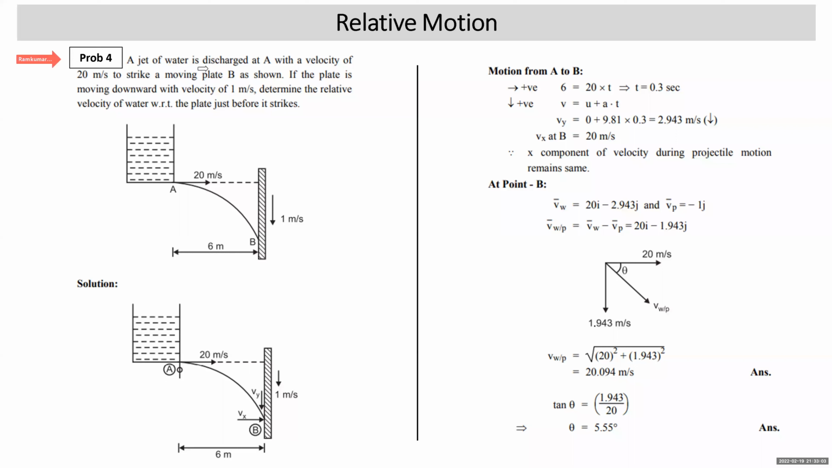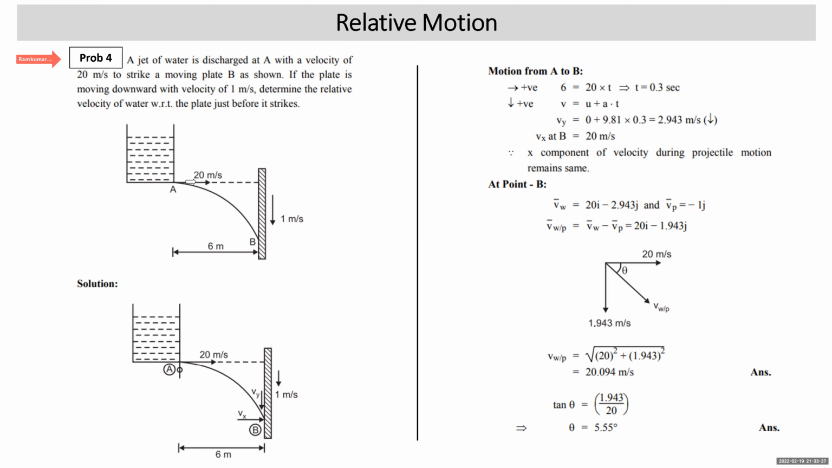A jet of water is discharged at A with a velocity of 20 meters per second to strike a moving plate B as shown. If the plate is moving downward with a velocity of 1 meter per second, determine the relative velocity of water with respect to plate just before it strikes. It is a tank, sort of, from which the water jet is coming out with a velocity of 20 meters per second horizontally. At 6 meters away, there is a plate which is going down with 1 meter per second.